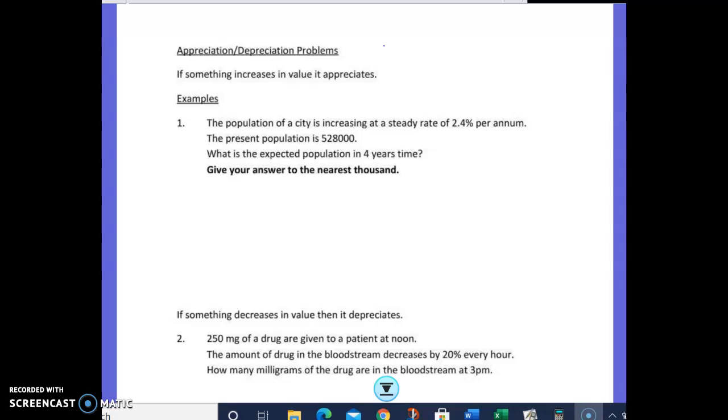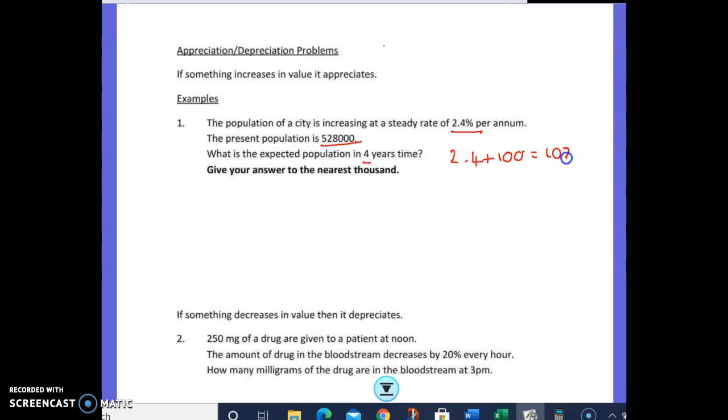Okay, so first one. Population of a city is increasing at a steady rate of 2.4% per annum. Present population is 528,000. What's the expected population in 4 years' time? So there's my important information then. Okay, let's start with my percentage. It's 2.4%. I'm going to add that onto my 100.